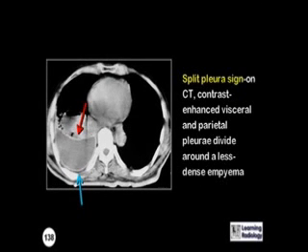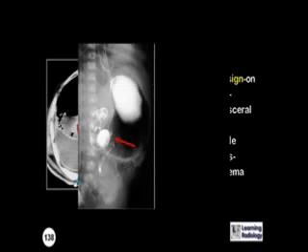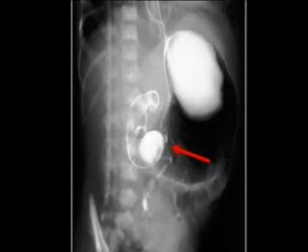This is the split pleura sign on CT, representing the contrast-enhanced visceral and parietal pleurae divided by a less dense empyema. What is the descriptive term for this appearance?